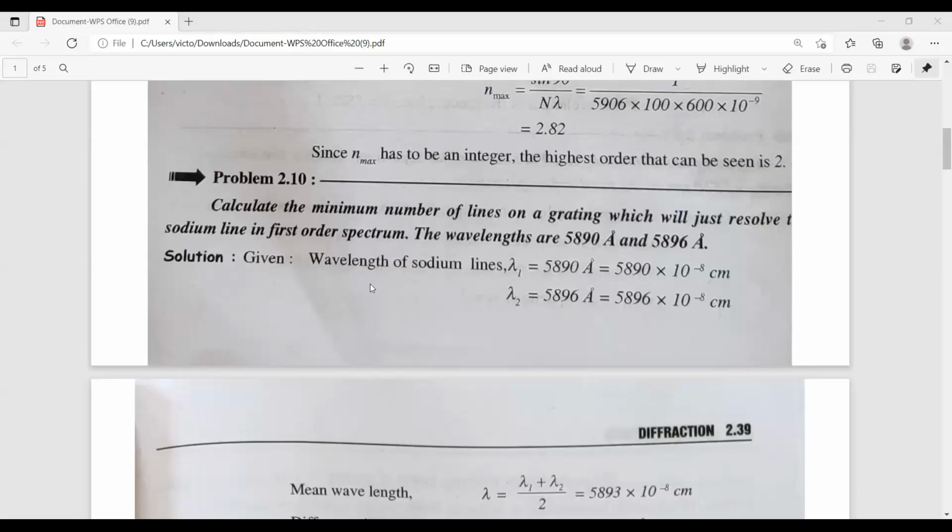So in this problem, we have the wavelengths of the sodium lines in first order, that is lambda 1 and lambda 2. We have to calculate the minimum number of lines on the grating. That means we have to calculate the capital N value here. Here the angstroms are converted into centimeters by multiplying with 10 power minus 8.